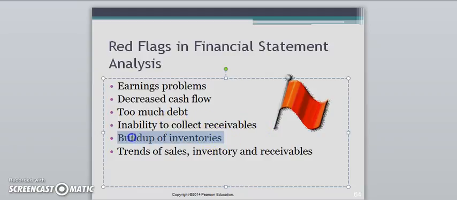And then, as they say, build up of inventories. So BlackBerry has a problem of people aren't buying. They're not buying, and they're producing more than the market was willing to purchase.